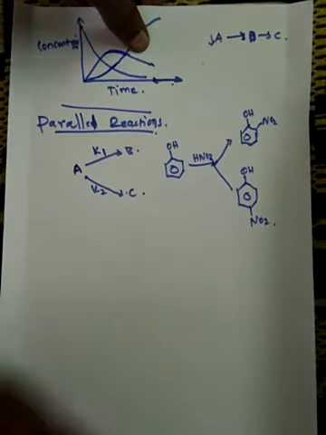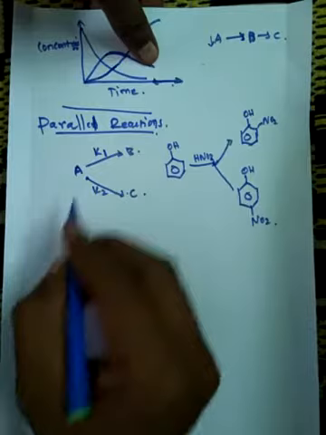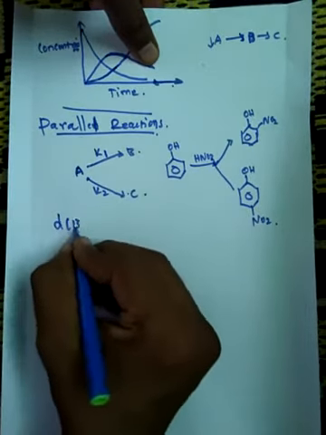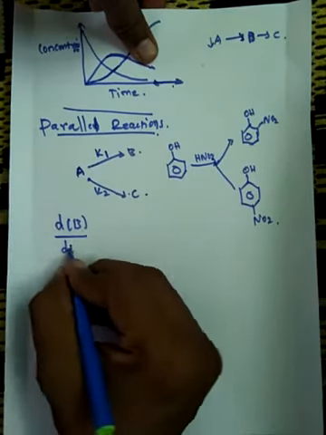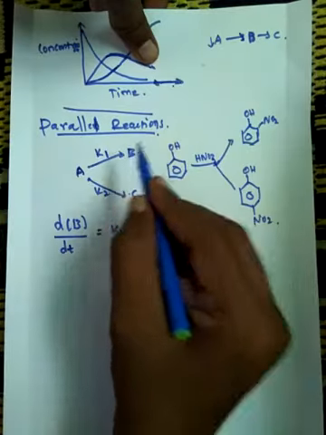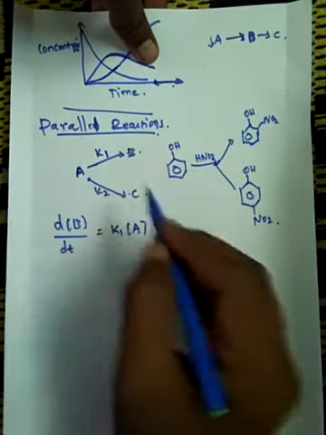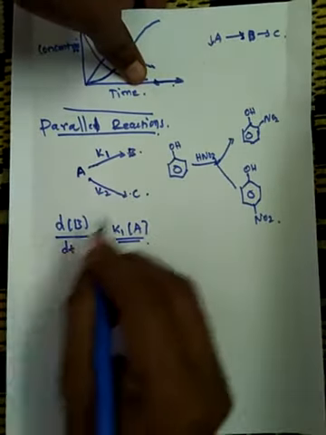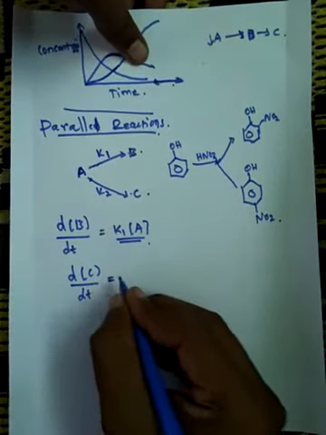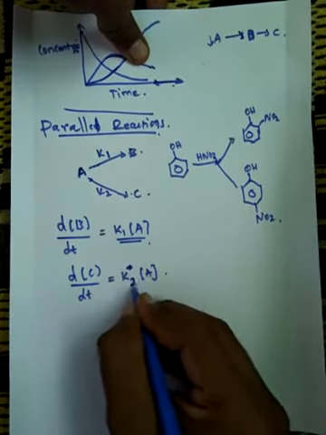Let me say for this conversion, the change in concentration of B is given by K1 and A, because the rate of formation of B, or the rate of this conversion in terms of B, the change in concentration of B with time, is directly proportional to the concentration of A. And for this conversion, the rate of formation of C is equal to K2 times the concentration of A.